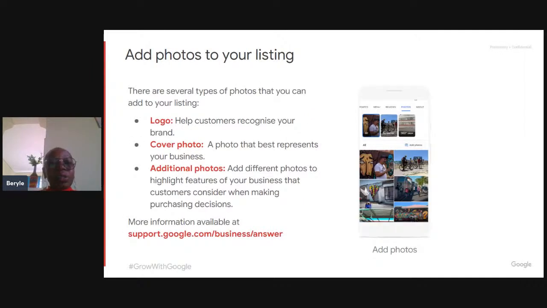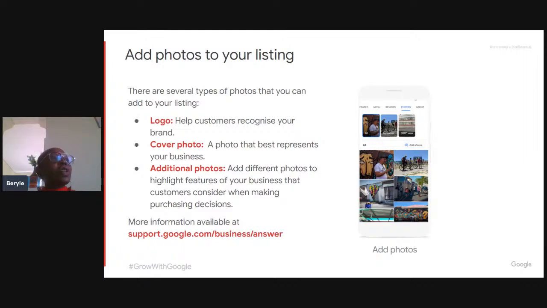All right. So adding photos. I've talked about having logos. All right. If you don't have a logo, I have mentioned you can go to canva.com and then cover photos. So this cover photo is a photo that best represents your business. All right. We looked at an example of Bush and Events. We saw the cover photo that he had. It speaks for itself. You understand?